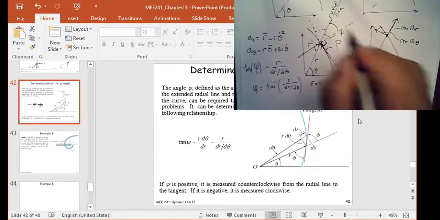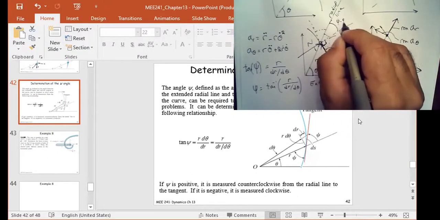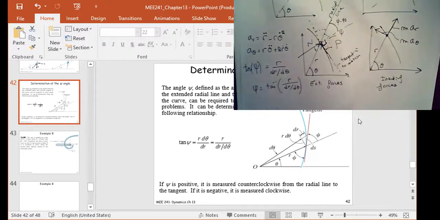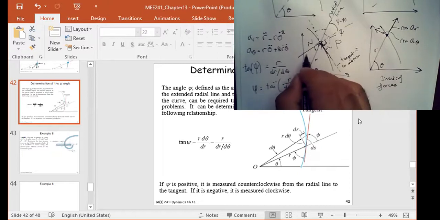We're going to do an example, and you'll find it's very easy. We already found phi. We know n makes a 90-degree angle with the tangent, and this phi is between the radial and the tangent, so I know this angle is going to be phi minus 90. So that's it.